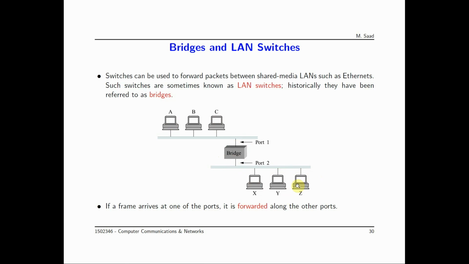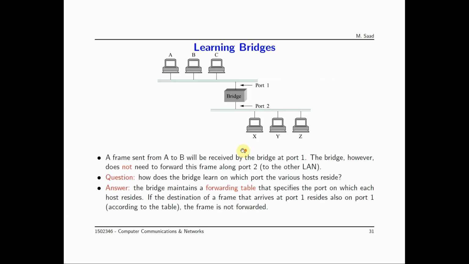So haven't you noticed that A is able to send a frame, and this frame can be received by B and C and also by X, Y, and Z if the bridge forwards. So we have an extended LAN, as if we have one big LAN, but it is basically consisting of 2 LAN segments that were extended by this bridge. Now the following question arises.